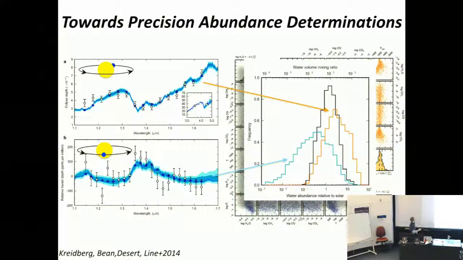This is one of the better observed transiting planets, WASP-43. You can get a constraint on the water abundance of about plus or minus one order of magnitude, around one times solar composition. I think the star here was about solar composition as well.